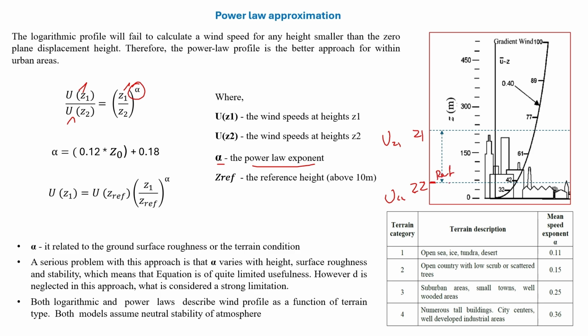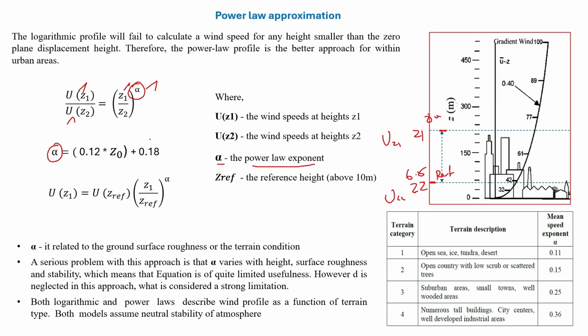Obviously it should be above 10 meter. So at 10 meter, if you are finding the same velocity, assume 6.5 meter per second. Using that, we are going to find the velocity at 80 meter. Okay, so the formula is different but the approach is the same. And this alpha formula is 0.12 into Z0 plus 0.18. So this alpha will vary depending upon the surface roughness.